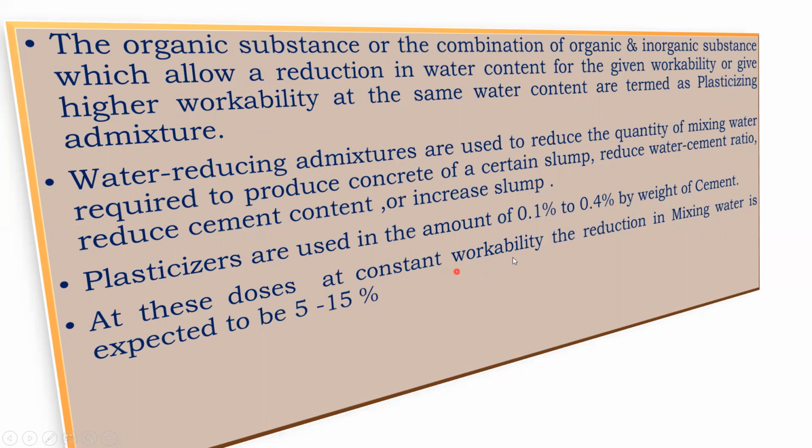Plasticizers are used in the amount of 0.1 to 0.4% by the weight of the cement. Again, plasticizer, we have certain dosages, right? Based on that dosages, we are going to make use of the plasticizer. So at this dosages, at a constant workability, the reduction in the mixing water is expected to be 5 to 15%. So if you put a plasticizer in the dosage of 0.1 to 0.4%, up to 15% reduction in the water content can be done. So based on a requirement, how much amount of water I need to reduce based on my mix design, we'll try to make use of this plasticizer.